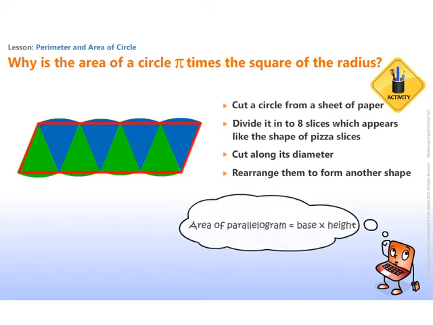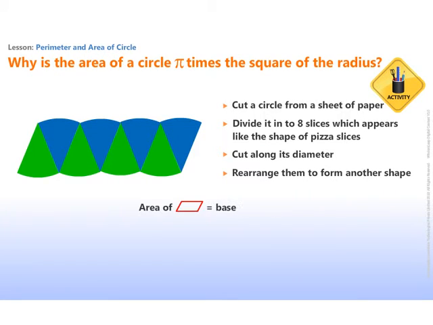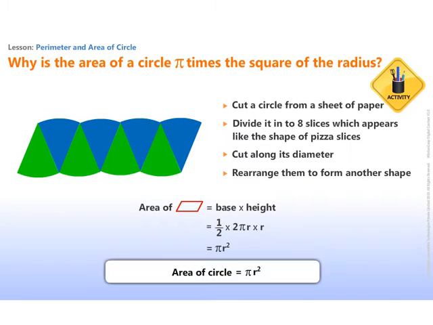We know that the area of a parallelogram is equal to the product of base and its height. Substituting the value of base as half the circumference, we get the area of the circle is equal to pi r square.